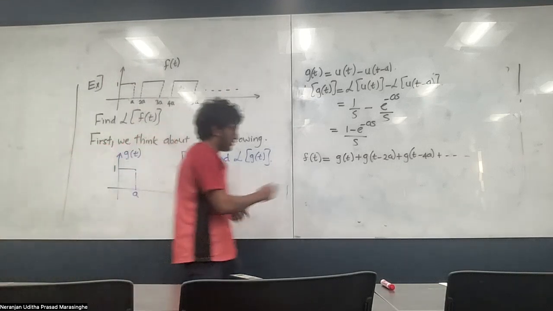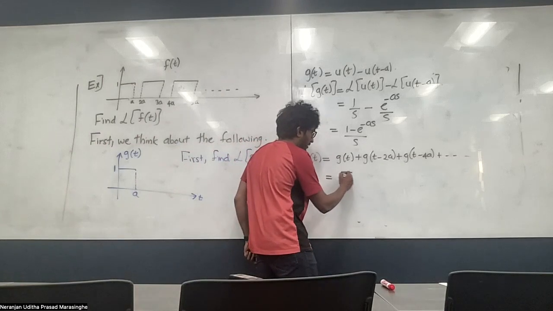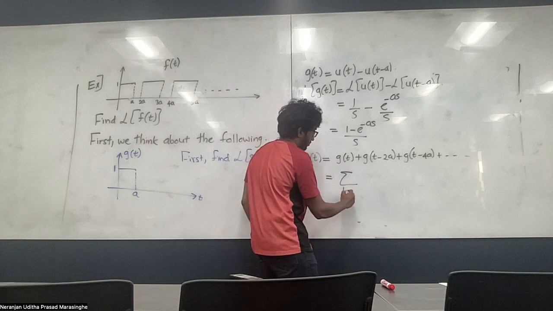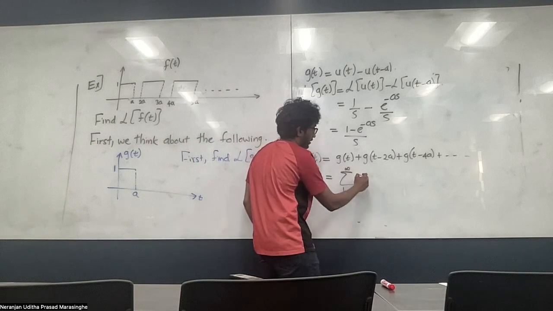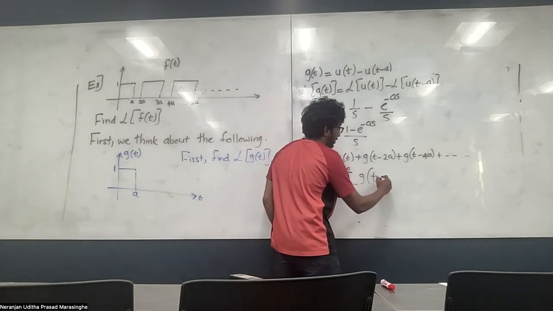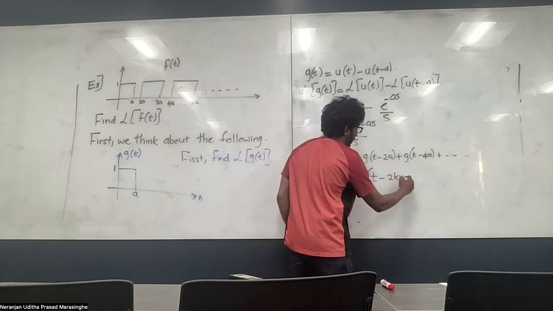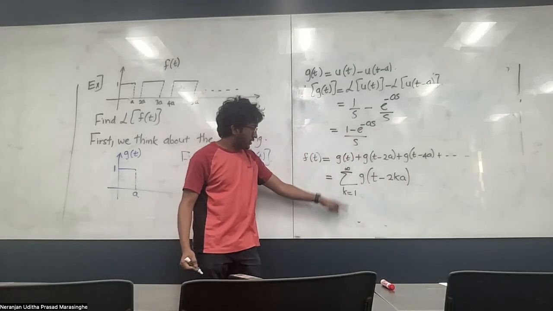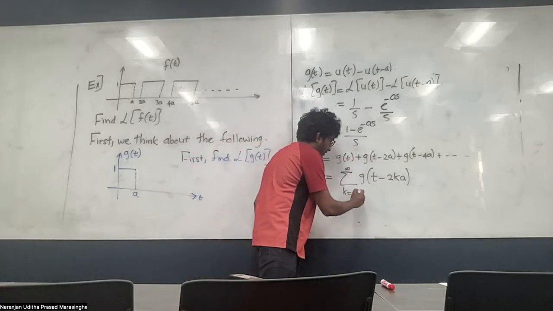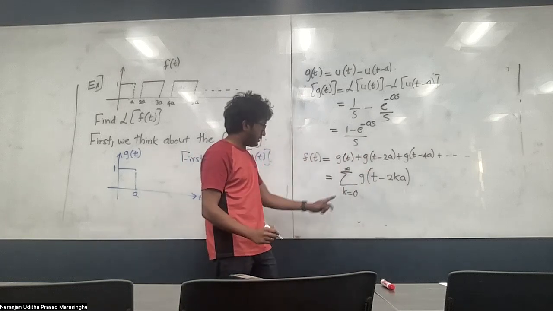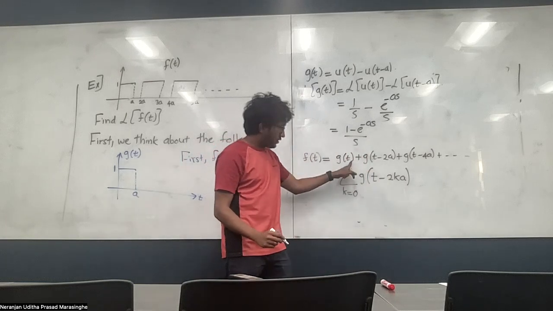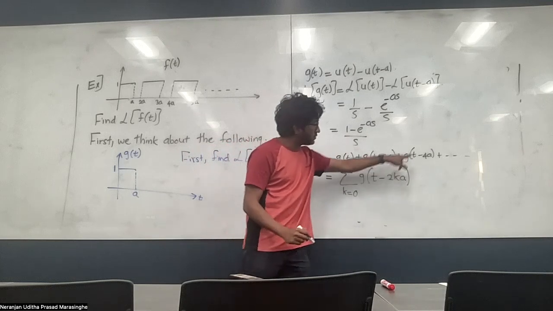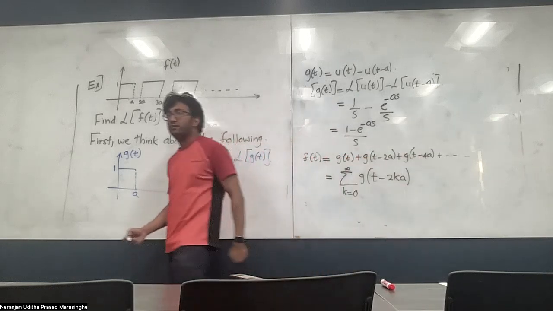Using sigma notation to represent this, it is the summation as k goes from 0 to infinity of g(t minus 2ka). If k equals 0, I would get the first term, because I need g(t) first. If k equals 1, I would get this term. If k equals 2, I would get this one.